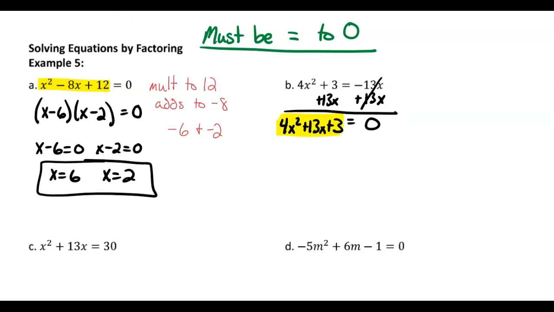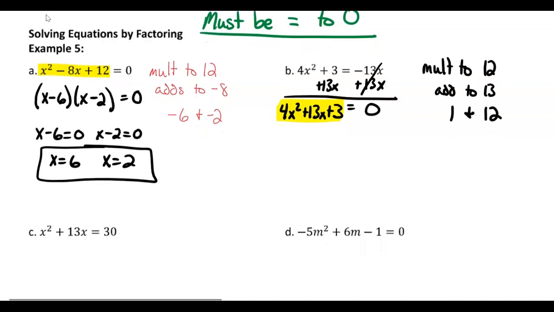So looking at this, it's a trinomial. It's not the easier kind. I need to use the box. So I'm going to do what multiplies to AC. Okay, A is 4, C is 3, so AC is 12. And it has to add to 13. So make your list if you need to, but I know that it's 1 and 12, because 1 times 12 is 12, 1 plus 12 is 13.